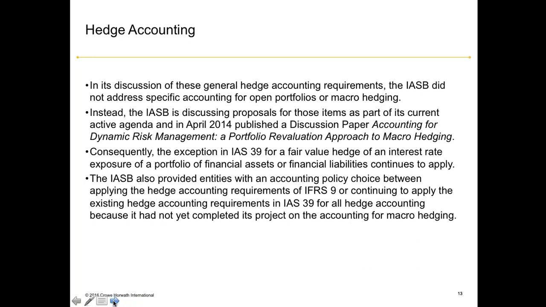The IASB has produced a discussion paper addressing issues concerning macro hedging, and therefore the exception in IAS 39 for a fair value hedge of an interest rate exposure of a portfolio of financial assets or financial liabilities continues to apply. The IASB has also provided entities with an accounting policy choice between applying the hedge accounting requirements of IFRS 9 or continuing to apply the existing hedge accounting requirements in IAS 39 for all hedge accounting, because it has not yet completed its project on the accounting for macro hedging.